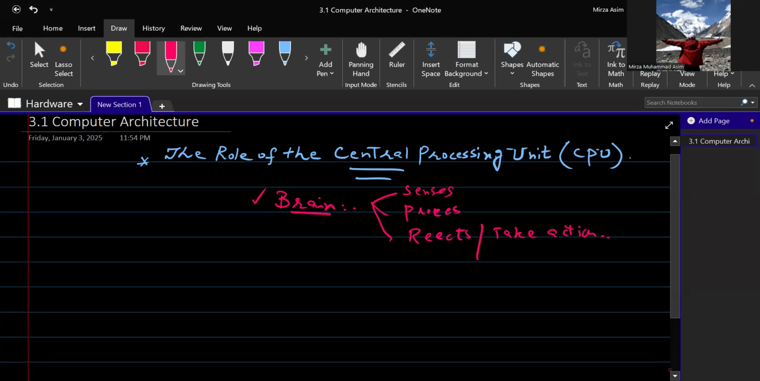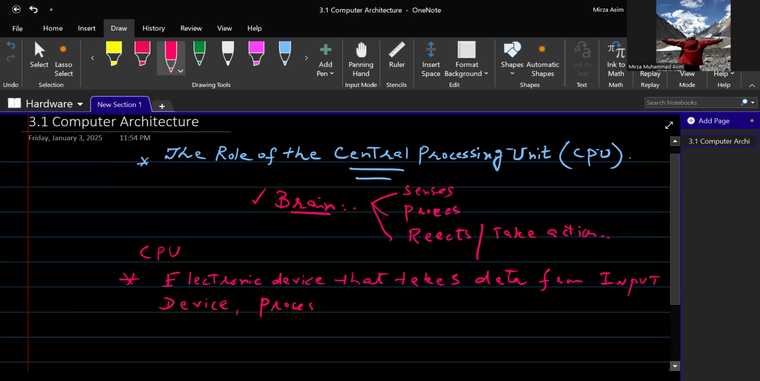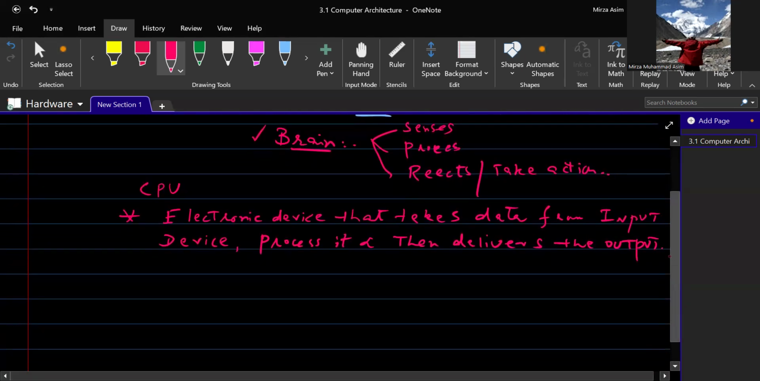So talking about the computer CPU, it's an electronic device that takes data from input devices, processes it, and then delivers the output. This is the simplest definition of CPU, right?